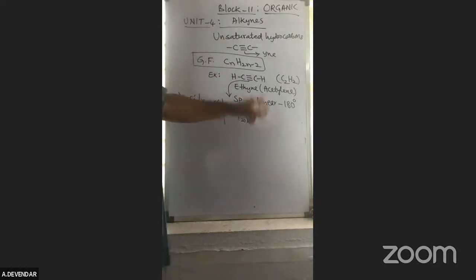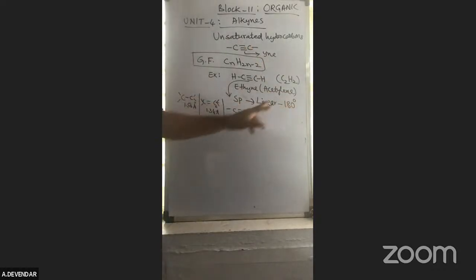But the important points are: it is an unsaturated hydrocarbon and it undergoes sp hybridisation. It is a linear structure. Bond angle is 180 degrees, the bond length between the carbon and carbon is 1.2, and the general formula is CnH2n-2. That's enough from the examination point of view.